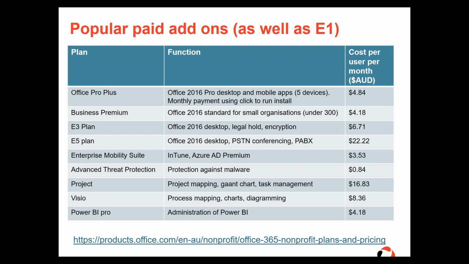There's also a newish plan, which is E5, which is really the main difference, is that it's focused on the phone system and PSTN conferencing, which we can talk about a little bit later. But if you need either a hosted telephony solution, which is coming out later this year, or you want to have video conferencing with a dial-in number, then you can buy an E5 license.